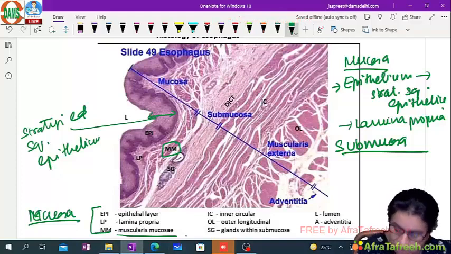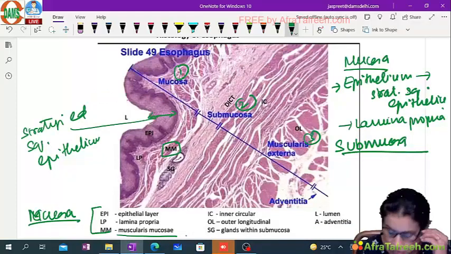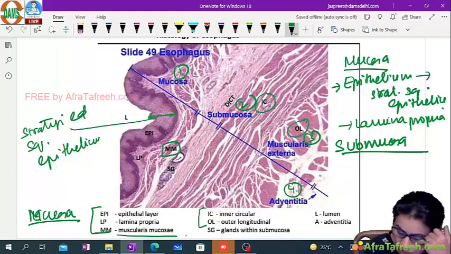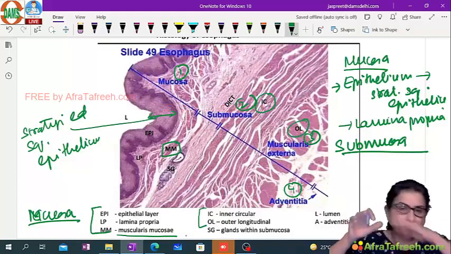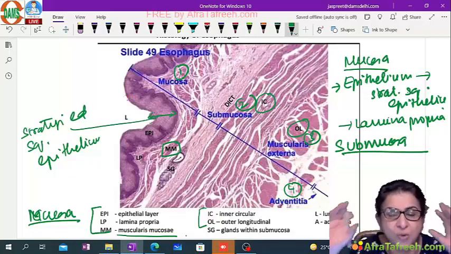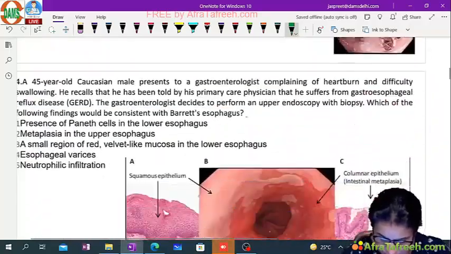The second layer of esophagus, labeled in blue, is the submucosa. The third layer is the muscularis externa, which is the muscle coat. The fourth layer is the adventitia. The muscularis externa has two layers of muscle: IC is inner circular, OL is outer longitudinal. What I want to highlight is that the lining of esophagus is stratified squamous epithelium.